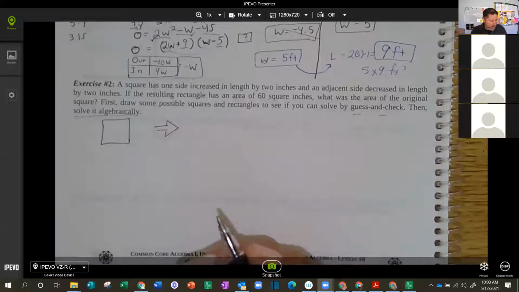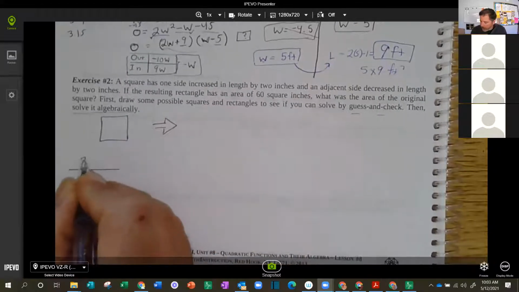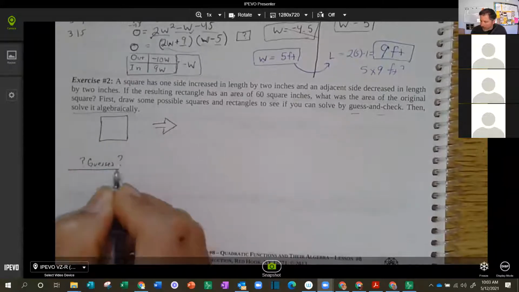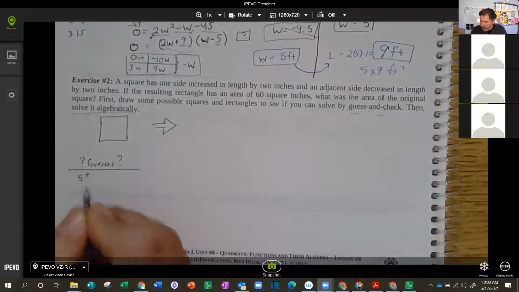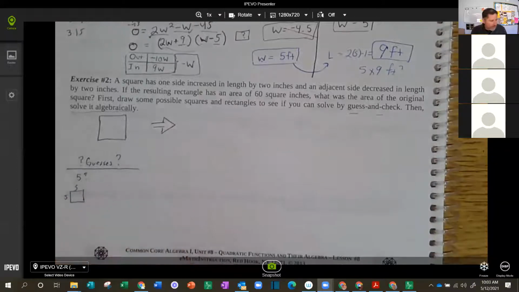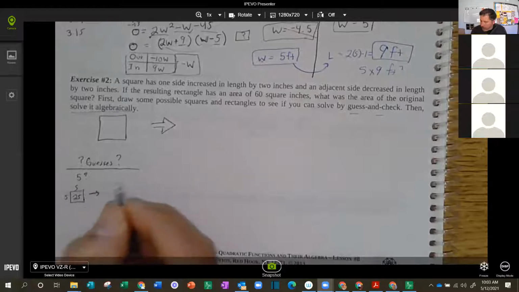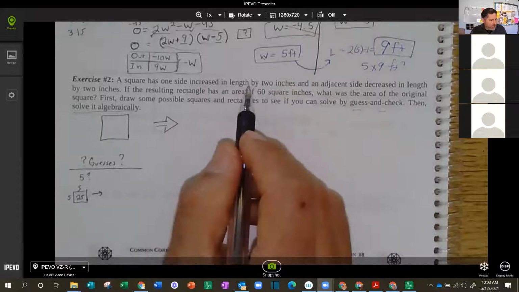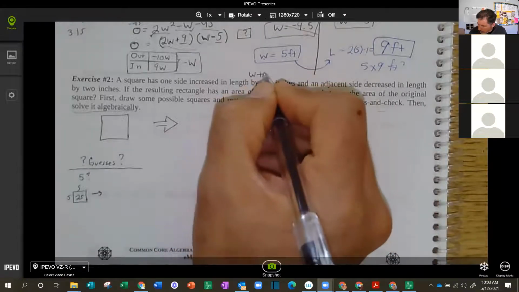Here, I'll throw in a guess. Let's say we just guessed, this will be our guesses, okay? I'm going to solve for it, but first I'm going to guess, let's say it's 5. Is it 5? Well, if the original square has lengths of 5, do you agree its area is 25? And if we went through this process, it says that the one side increased by 2 inches. So W plus 2.